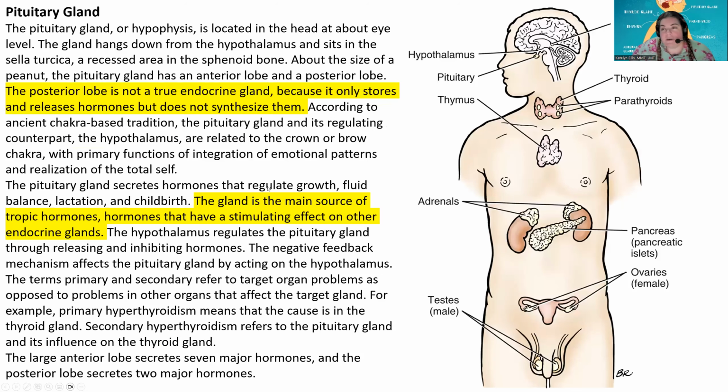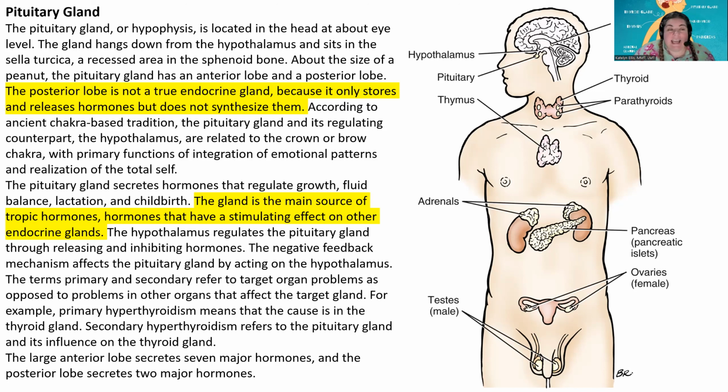All right, the pituitary gland. This thing is really cool. It is a major control center. The pituitary gland, or the hypophysis, is located in the head at about eye level. It hangs down from the hypothalamus and sits in the sella turcica. That's a recessed area in your sphenoid bone. It's about the size of a peanut.